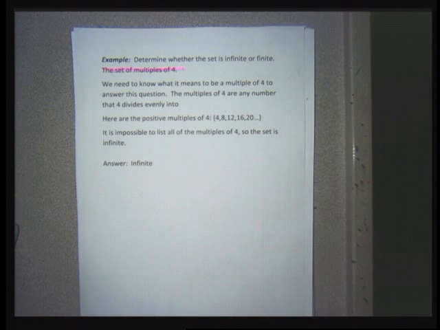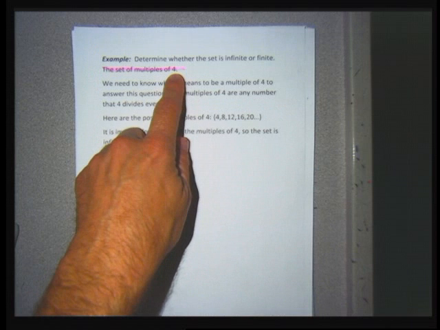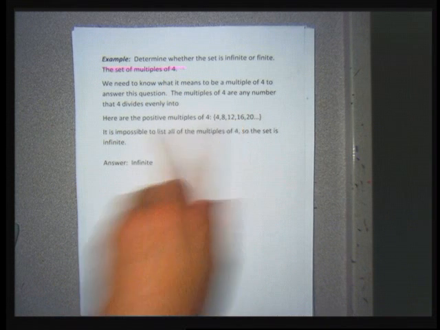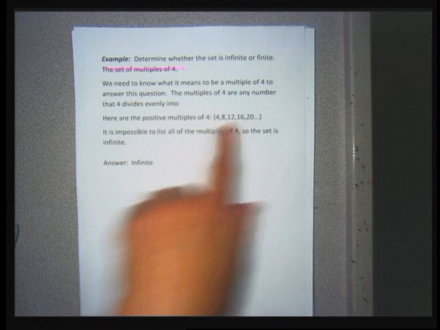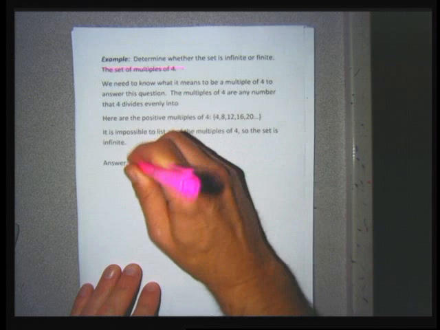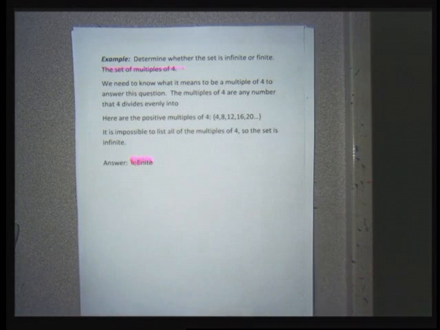Because the set of integers goes on forever, and any multiple of 4 is 4 times an integer, that list is going to be infinite. It's impossible to list all the multiples of 4. It's going to go on forever without terminating. So multiples usually give me an infinite list, or an infinite set, whereas factors are generally finite.